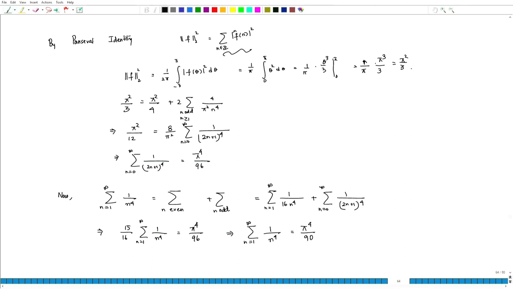So we have seen that earlier we have calculated the series n equal to 1 to infinity 1 by n square, that we have computed, and we have found that that is pi square by 6. Now again we can compute the series summation over n from 1 to infinity 1 by n to the power 4, which is equal to pi to the power 4 by 90.